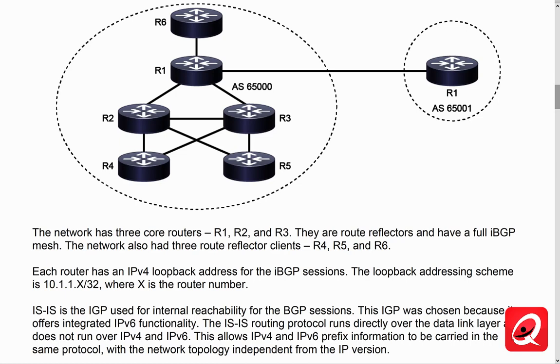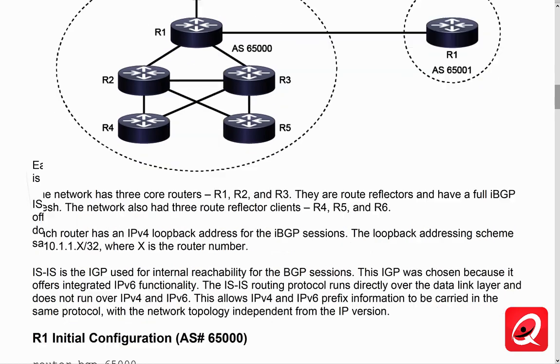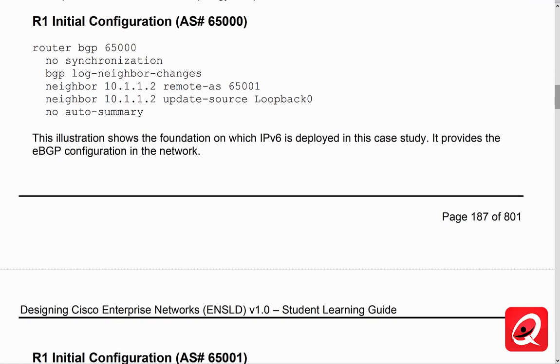That was chosen because it offers integrated IPv6 functionality, not that EIGRP can't or OSPF, but ISIS runs over the data link layer and doesn't run over V4 and V6. This allows the V4 and V6 prefix information to be carried within the same protocol with the network topology independent of the IP version itself. Okay, well, that's a valid argument, but again, we could accomplish the same thing with OSPFv3 and similar in EIGRP, although with EIGRP, we would have to have separate processes running for V4 and V6, but we could still use named mode EIGRP to make it a little bit more efficient, at least from a configuration standpoint. So here's the initial configuration of router one.